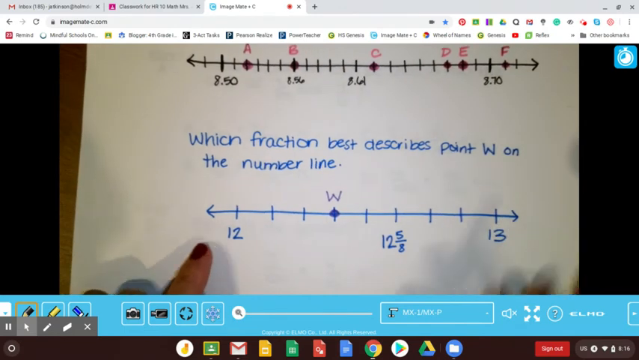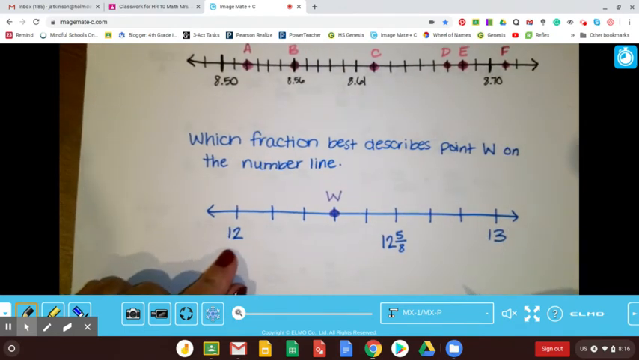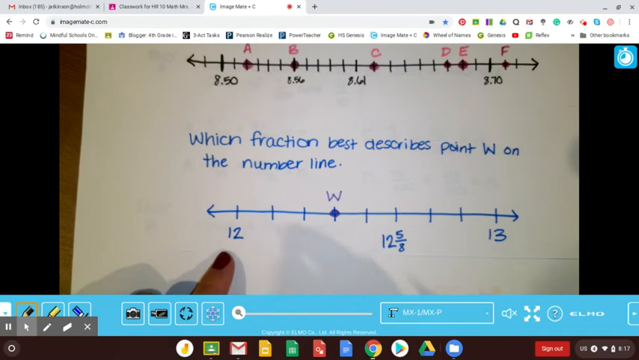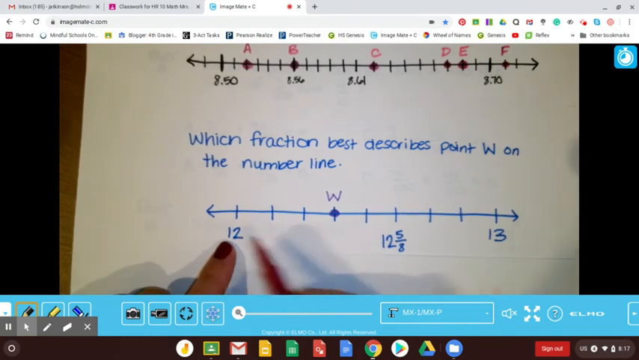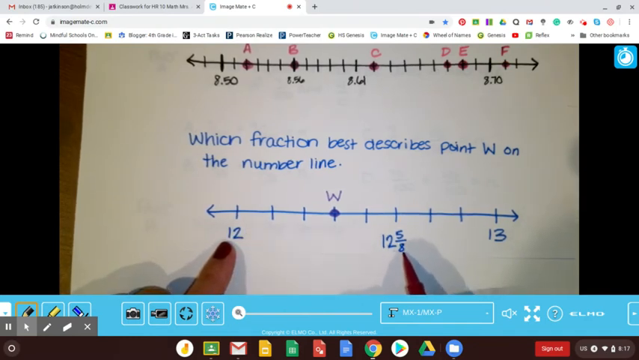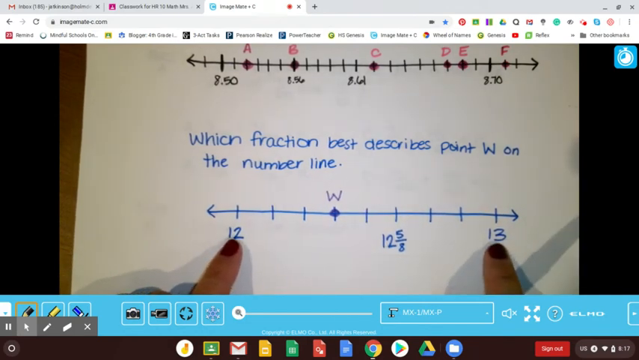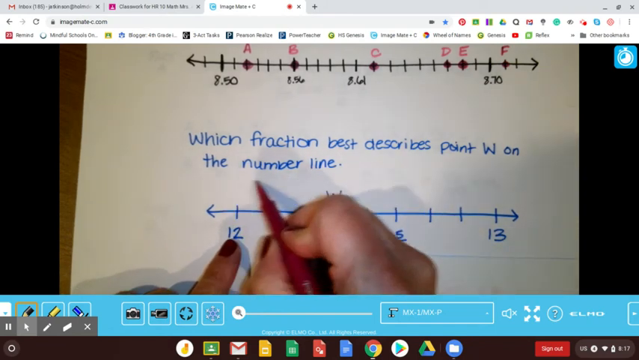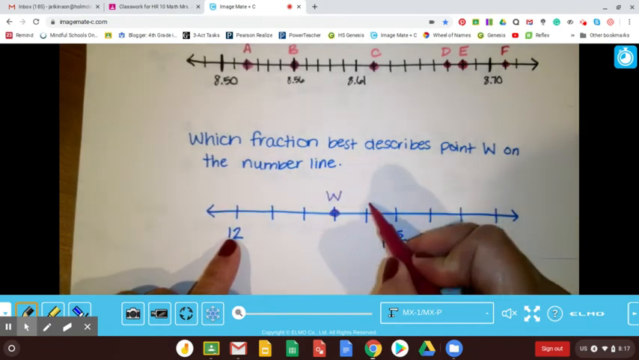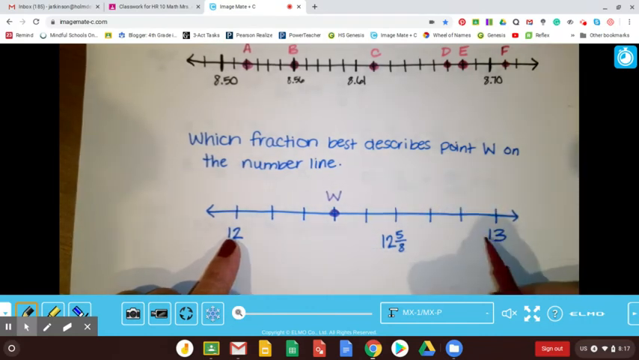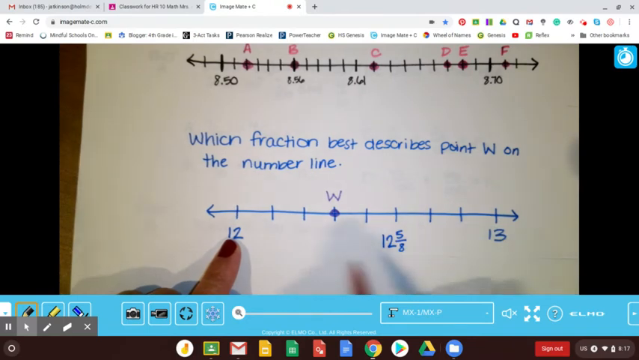And here's another one. Which fraction best describes point W on the number line? So here's W. We want to know the fraction that goes along with it. So we have a 12 here. We have a 12 and 5/8. We have a 13. So between a 12 and a 13, how many leaps are there? All right, let's just see. 1, 2, 3, 4, 5, 6, 7, 8. All right, so this number line is divided into eighths. And that makes sense because this point right here is 12 and 5/8.